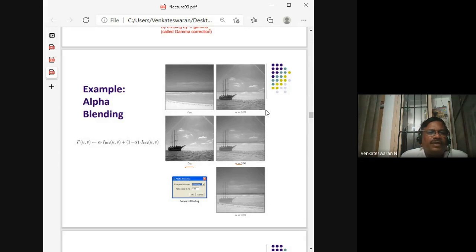Now you have also known as this alpha blending, alpha and 1 minus alpha of I background and I foreground. So of these pixels, you will be able to get a new image I dash.